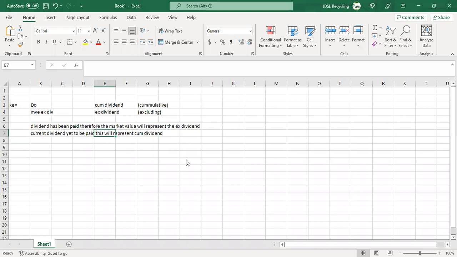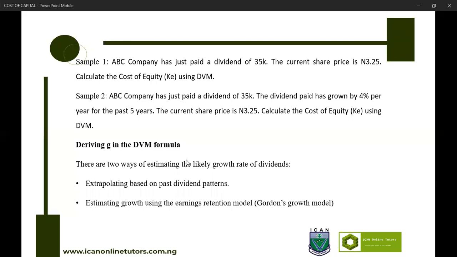Let's move on. We're given an example here: ABC company has just paid a dividend of 35 kobo, and the current share price is 3 naira 25 kobo. We are to calculate the cost of equity using the dividend valuation model. So are we using with growth or without growth here? This should be without growth, because there is no growth in dividend.